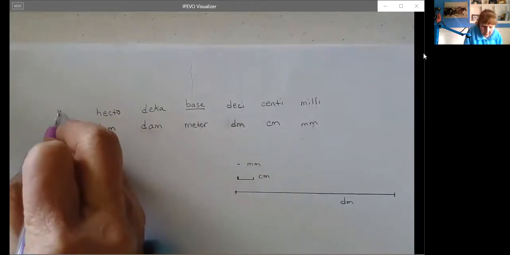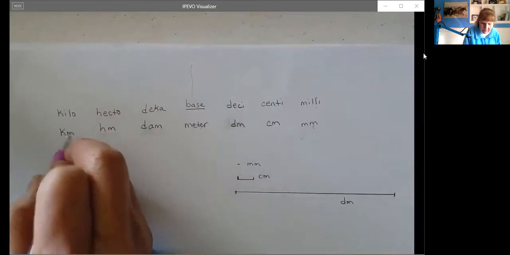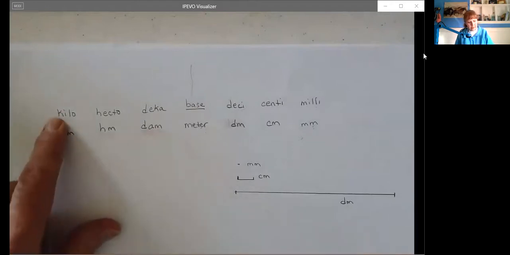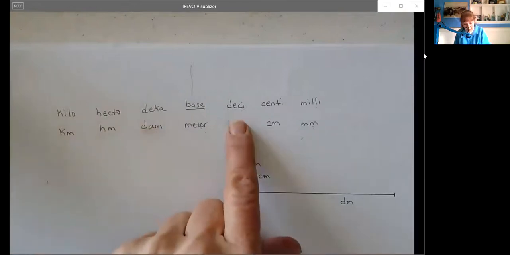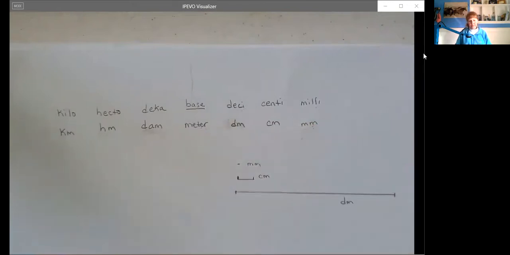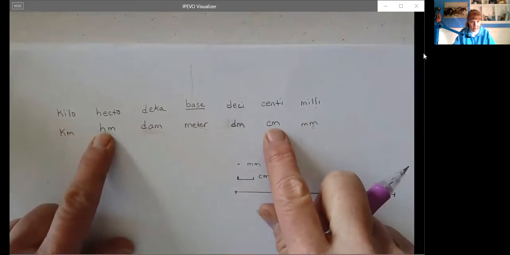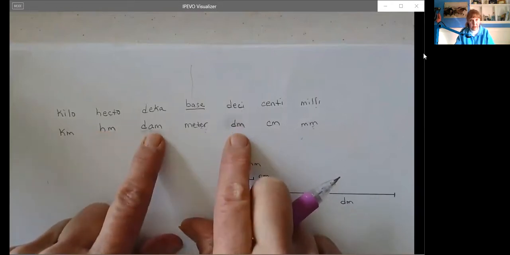And then the kilo, and the kilo is used. You've seen a kilometer before. That's 1,000 meters. So this is 1,000, this is 100, this is 10. Tenths, hundredths, thousandths. So again, you've got thousandths on both sides: centi, hundredth; hecto, 100. This is smaller, it's a tenth, deci, and this is 10.